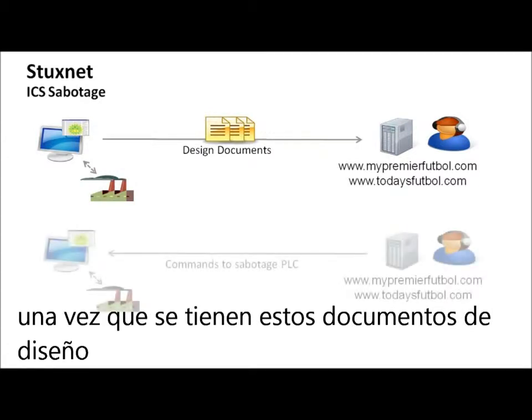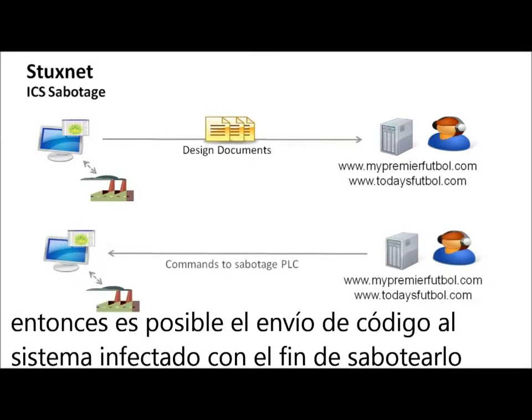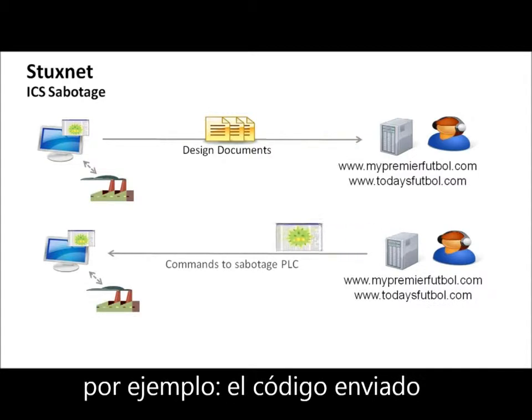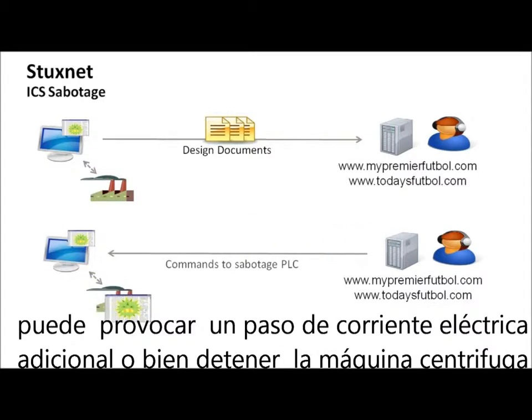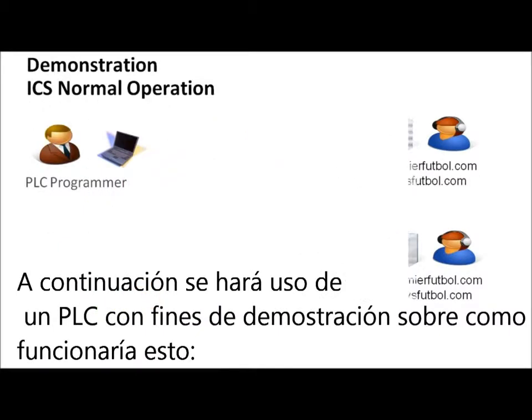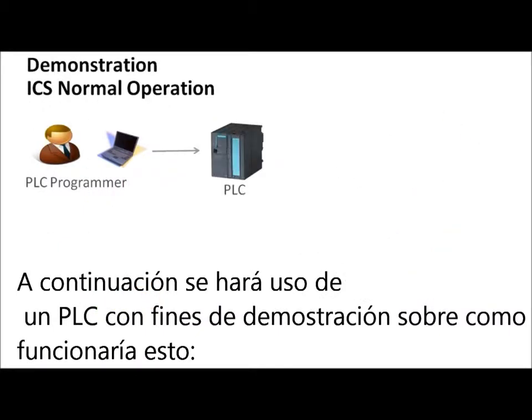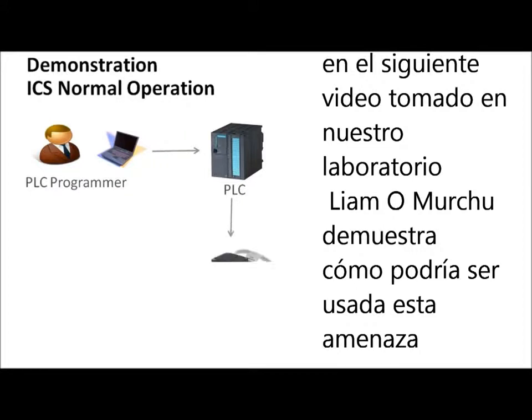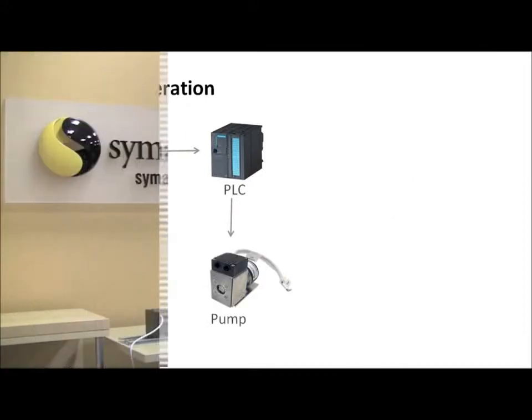Once they have those design documents, they are then able to send code to the infected system, sabotaging it. For example, the code sent can result in a pipeline exploding or a centrifuge spinning out of control. We obtained a PLC in order to demonstrate how this might work. In the following video shot in our lab, Liam Omuraku demonstrates how this might play out.